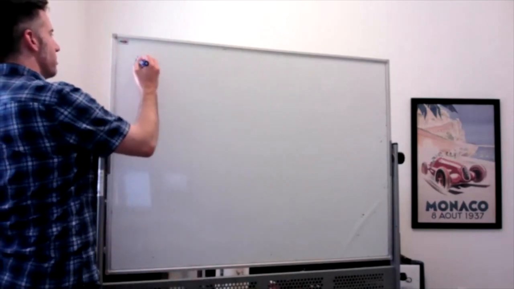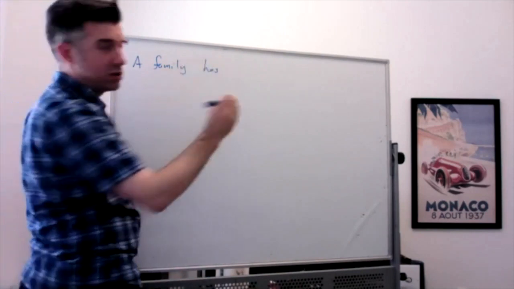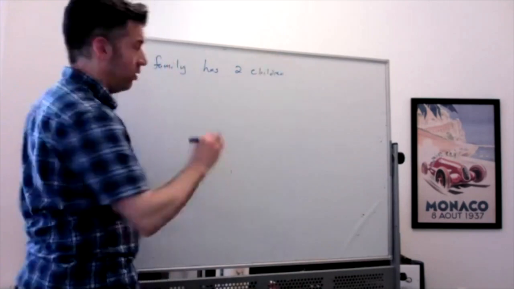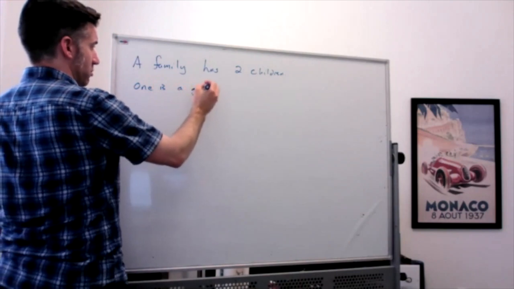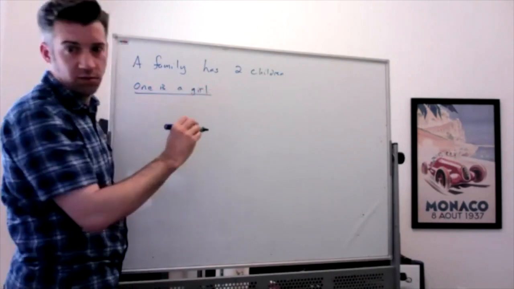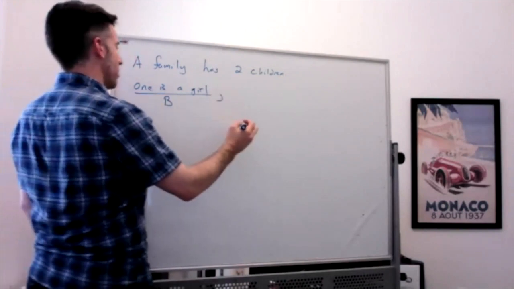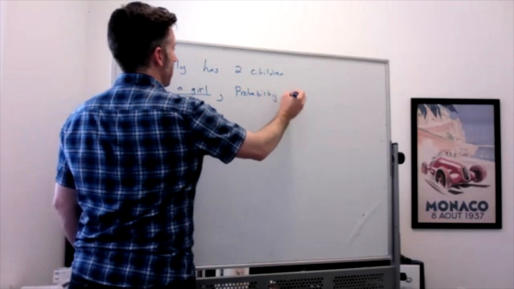Let's do a few more examples. A family. This is where things get kind of interesting. So, a family has 2 children. One is a girl. That's the given information. And I want to know what's the probability that both are girls.